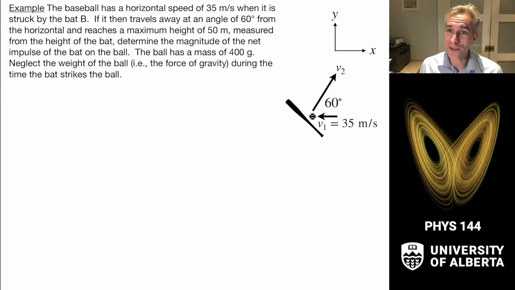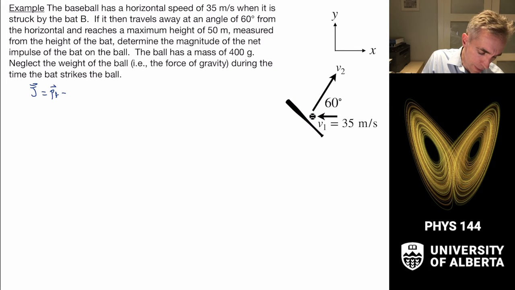All right, let's return to baseball once again and consider this two-dimensional problem where a baseball is thrown with a horizontal speed, hits a bat, and then ricochets upward at an angle of 60 degrees above the horizontal to reach a maximum height of 50 meters measured from the height of the bat. We want to determine the magnitude of the net impulse of the bat on the ball. So J is just the final momentum minus the initial momentum.